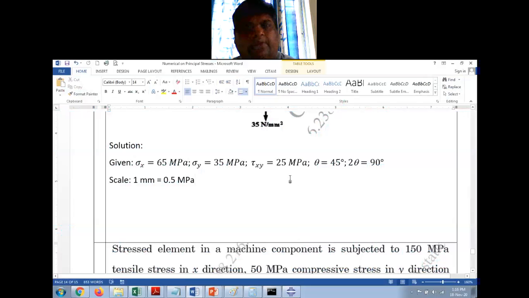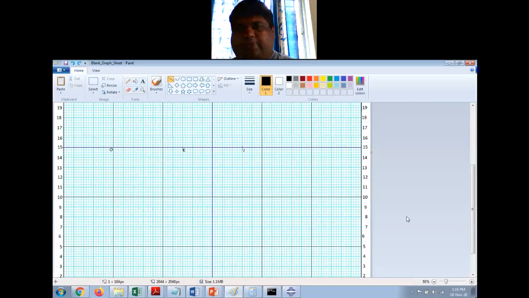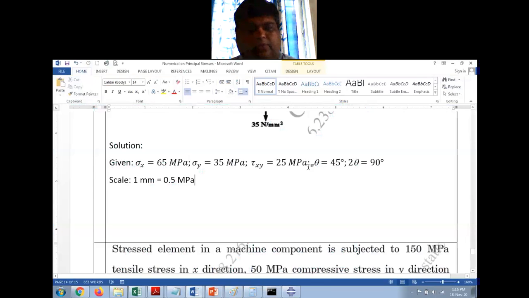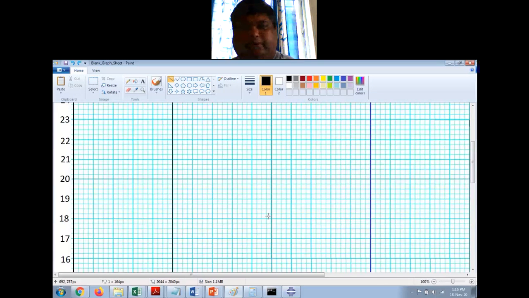Okay. This is 25. I forgot to take it in the scale. It will be 50 millimeters, right? 25 megapascal divided by 0.5. So it will be 50 millimeter.